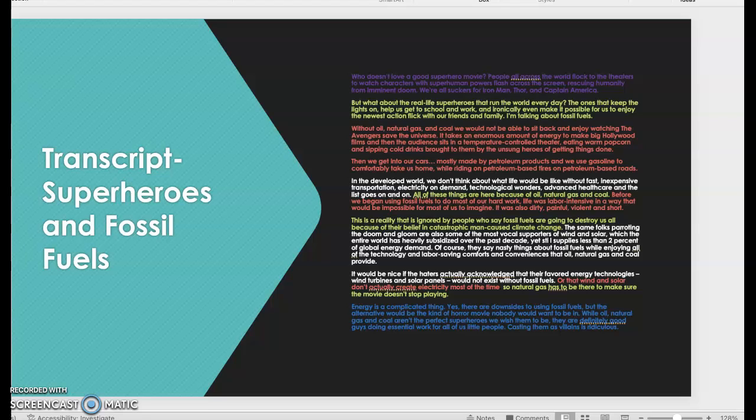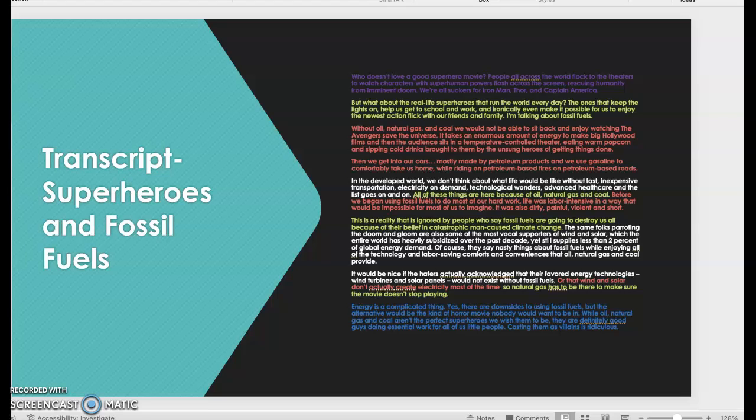What you see in green are either the thesis argument or the supporting claims. You can see that there are several sections. The first is, "But what about real-life superheroes that run the world every day, the ones that keep the lights on and help get us to school and work, and ironically even make it possible for us all to enjoy the newest action flick with our friends and family? I'm talking about fossil fuels."